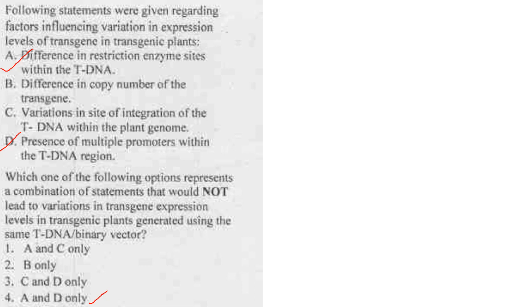Difference in copy number of the transgene. That is correct. Where there is more copy number, there will be variation in expression levels of the transgene also. Then variation in site of integration of the tDNA within the plant genome. Whether tDNA is integrated into the heterochromatin or euchromatin, that will be a deciding factor. So C is also correct.